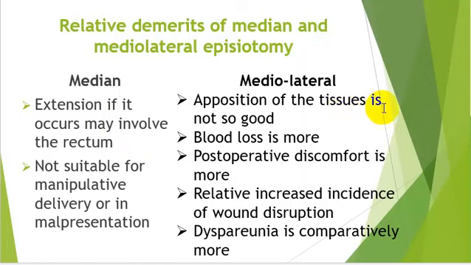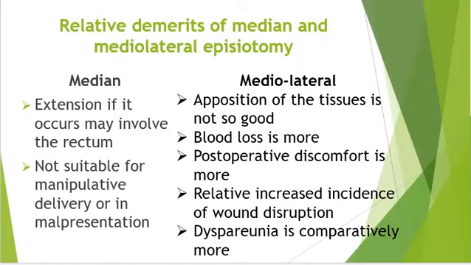The apposition of the tissues is not so good because it is not cut in the middle. It is cut sideways. So one side muscles are cut, and that's why the apposition is not proper. Even when you give the mediolateral episiotomy, you can see one side the length is more than the other side. Blood loss is more, the post-operative discomfort is more, there is a relatively increased incidence of wound disruption as compared to the median episiotomy, and dyspareunia is comparatively more in mediolateral episiotomy.